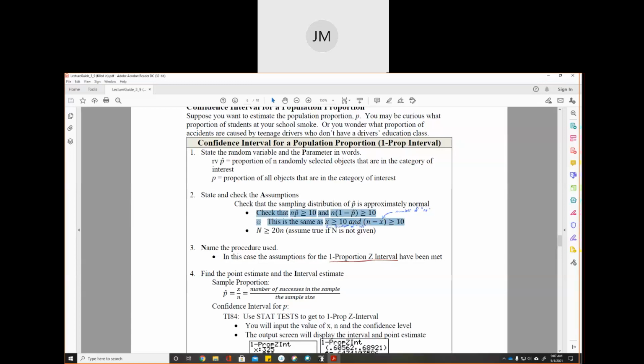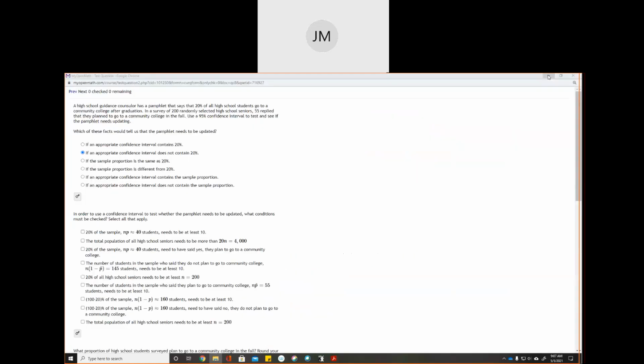Okay, so we have these two checks, and then we have this third one, capital N is bigger than 20 times N. And what these are doing is the first pair of things is checking to make sure our sample is big enough, and then this last one is checking to see that our population is big enough. Okay, so what that's going to look like here is we need N times P hat, which is the same as X, to be at least 10, right? And remember here that we have our X is 55. So N times P hat, which is 55, needs to be at least 10. So that's our first check.